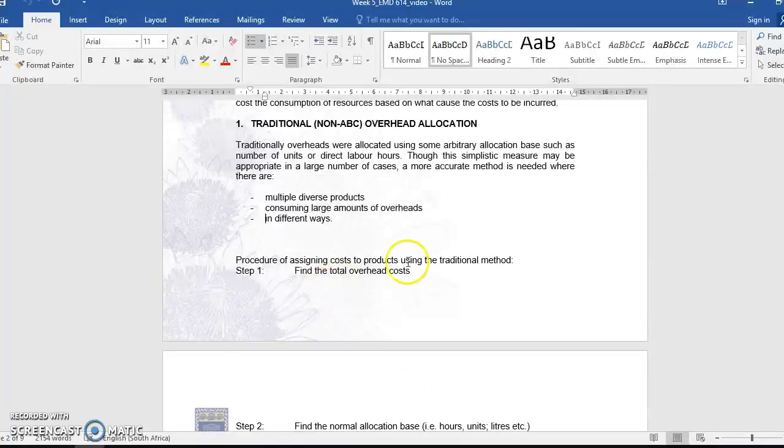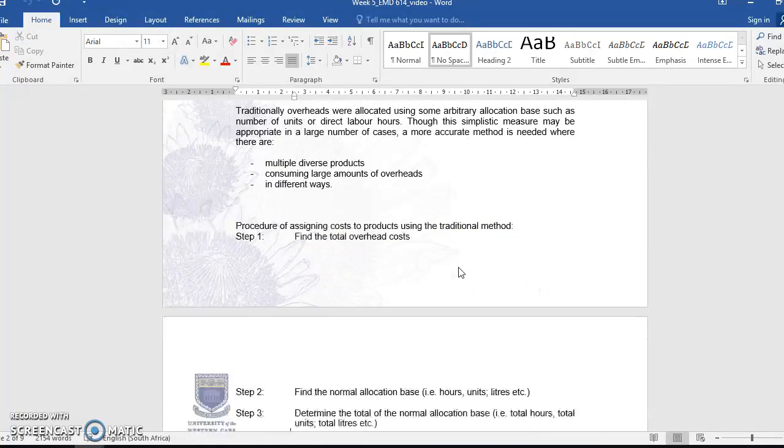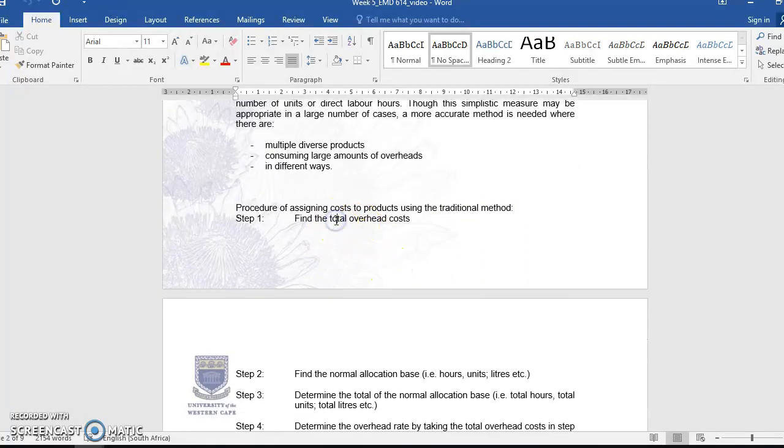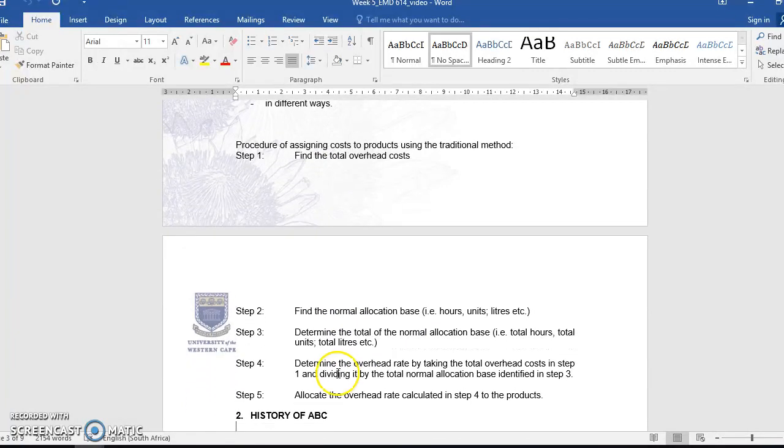And the ways that we allocate using the traditional method. So step 1, we would find the total overhead costs. Step 2, we would find the normal allocation base, or the arbitrary basis that they're using. Step 3 is you determine the total normal allocation base. So if we say the normal allocation base is hours, then we need the total hours. If we say it's units, we need the total units in step 3.